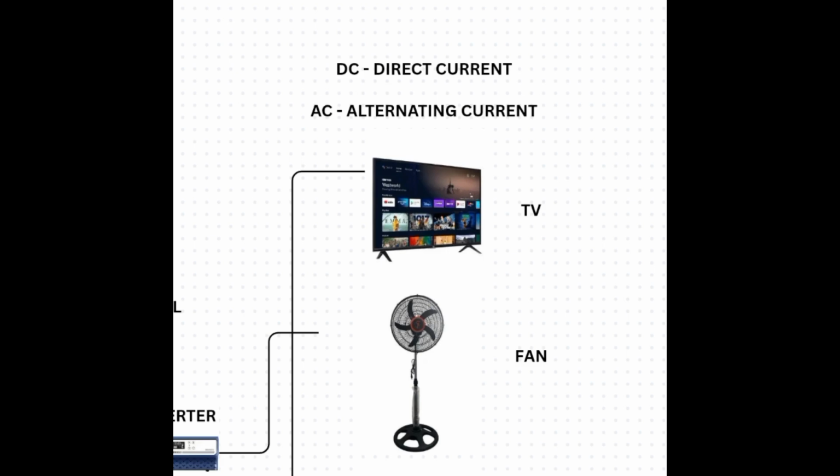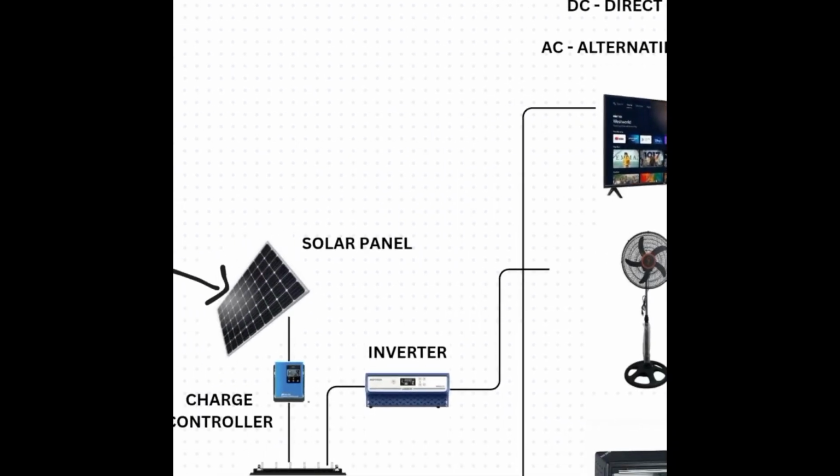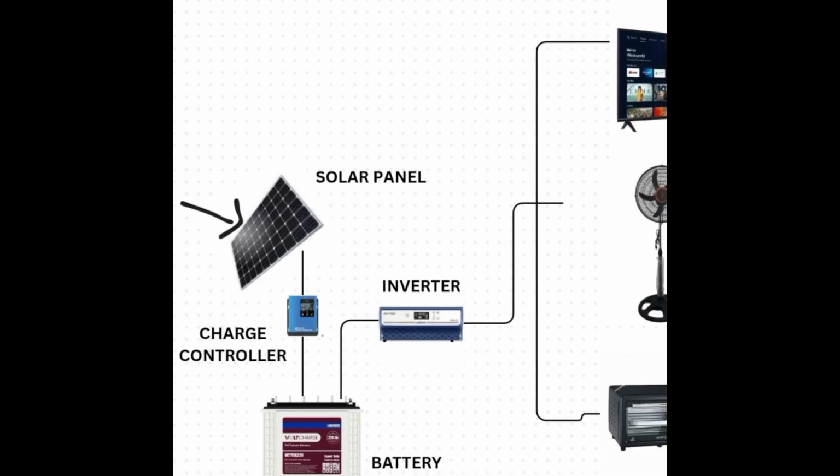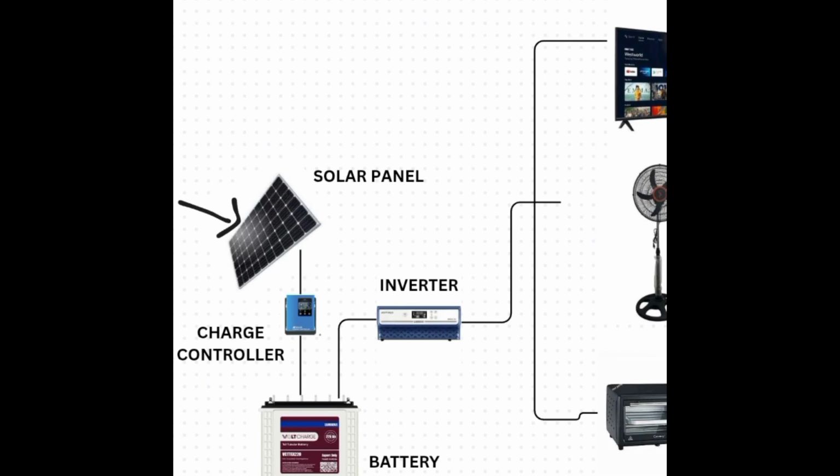Oh, so it means we cannot connect our TV and fans and microwave directly to our battery. Exactly. So how then do we convert the DC current from our battery to AC? Well, we need an inverter, and that is the job of an inverter. The role of an inverter here is to convert the DC current coming from the battery to alternating current usable by our appliances.